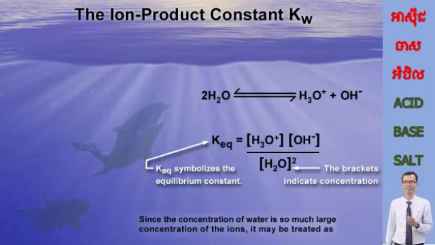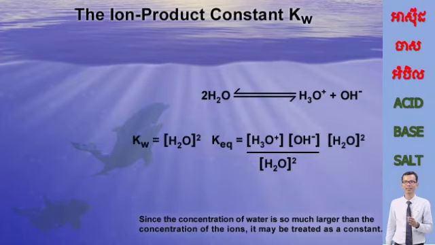The concentration of water molecules is so much larger than the concentrations of the ions that it is not significantly affected by the changes in ion concentration. This means the concentration of water is essentially a constant. Therefore, it can be removed from the denominator of the equation by multiplying both sides of the equation by the square of the concentration of water. The product of two constants, in this case the equilibrium constant and the concentration of water, is also a constant.